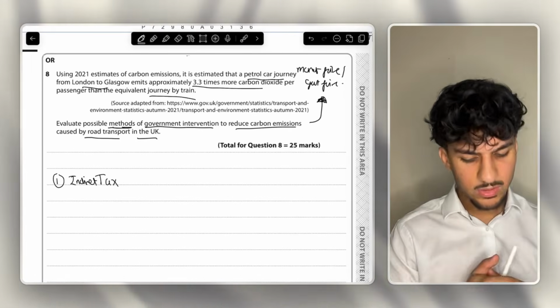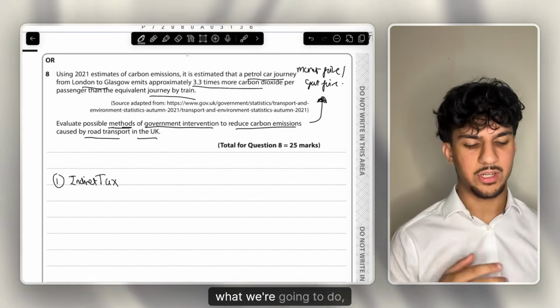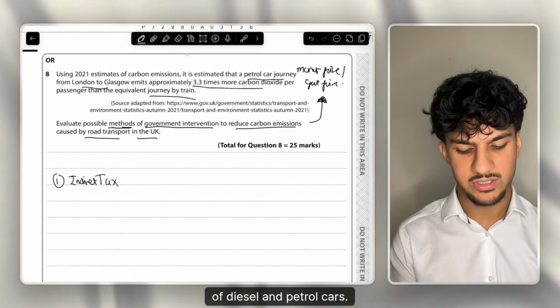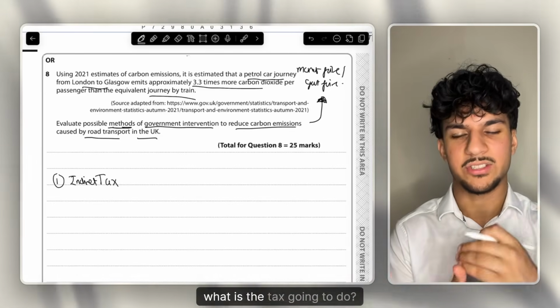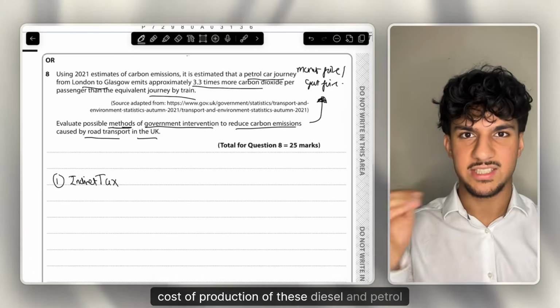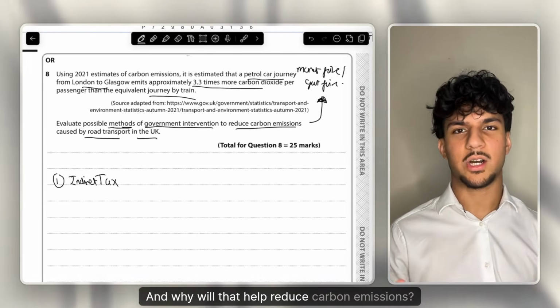But anyway, if we're indirect taxing, we're probably going to tax the production of diesel and petrol cars. Why? So what is a tax going to do? If we tax the producers, it's going to increase the cost of production of these diesel and petrol cars. And why will that help reduce carbon emissions?